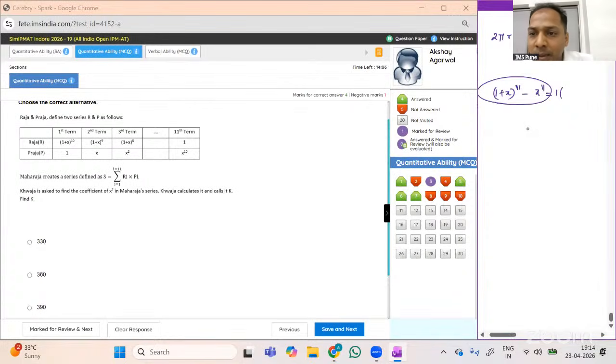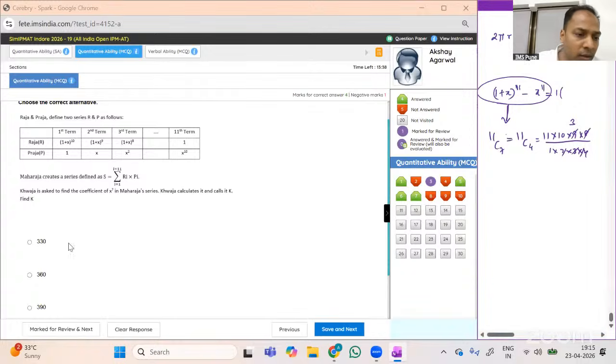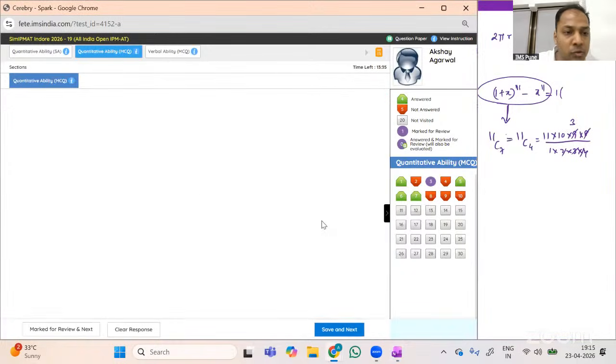So basically here the coefficient of x raised to the power 7, whatever we have over here, will be the same, and that will be nothing but 11c7. That would come out to be 11c4. That's 11 into 10 into 9 into 8 upon 1, 2, 3, 4. So 2 into 4, 8 cancels out, 3 cancels out. 11 into 10, 110 into 3, 330 would be the answer. Thank God I've got an answer. I was losing confidence.